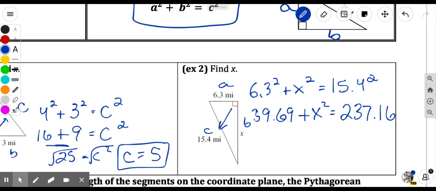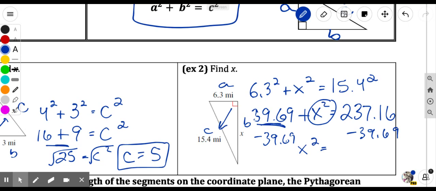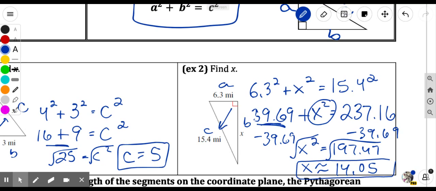237.16. Okay, now we need to solve for x squared. So I'm going to move this over to the right-hand side by subtracting. So I'm going to subtract 39.69. So we're going to have x squared equals 197.47. And then the last step, we're going to take the square root of both sides. So x is approximately 14.05. So that's another example of Pythagorean theorem.